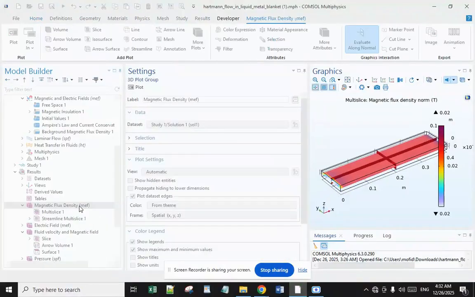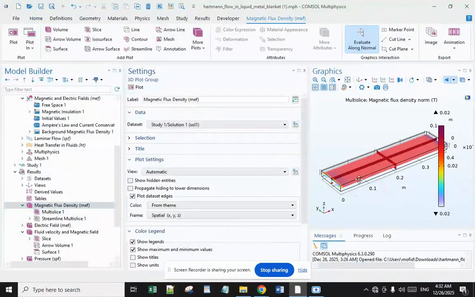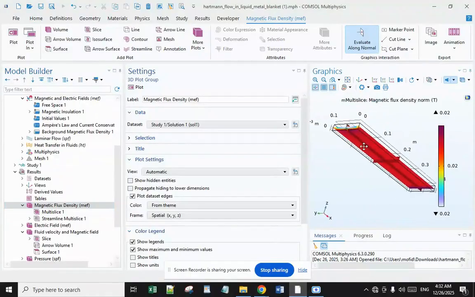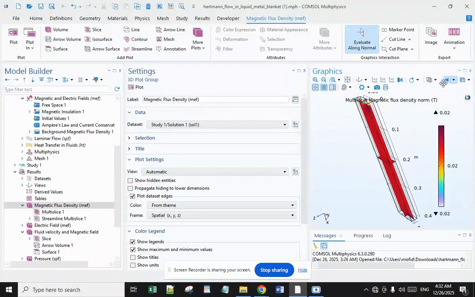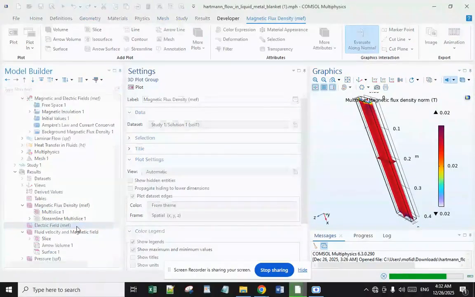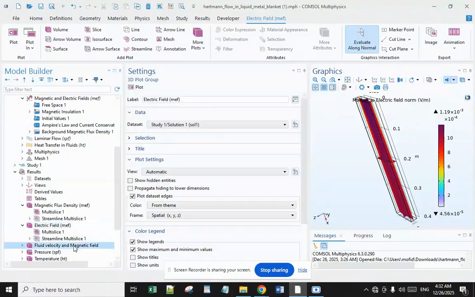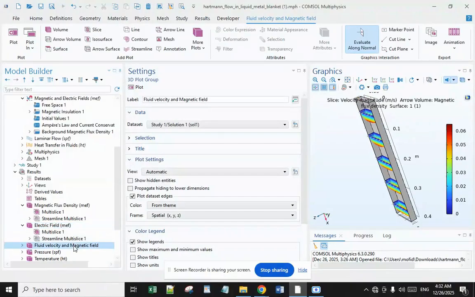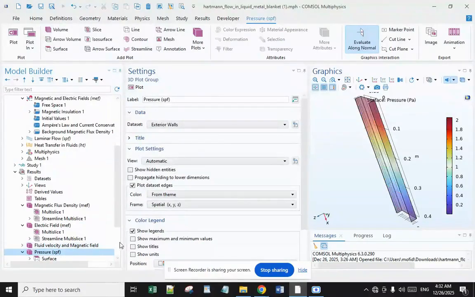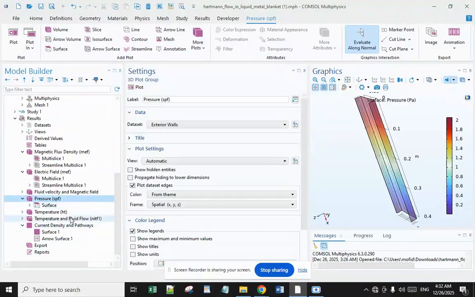in this Hartmann blanket flow, and also in another section, the electric field and fluid velocity, temperature, and last but not least, the temperature.